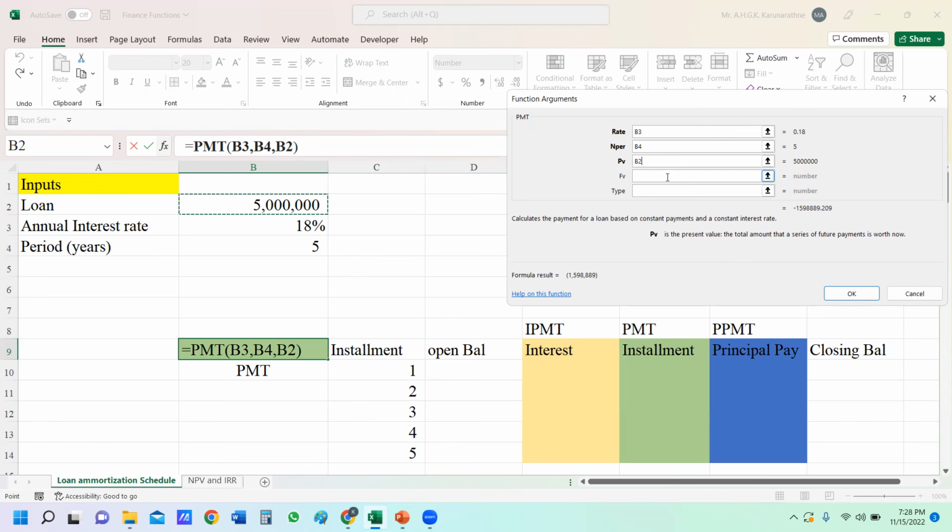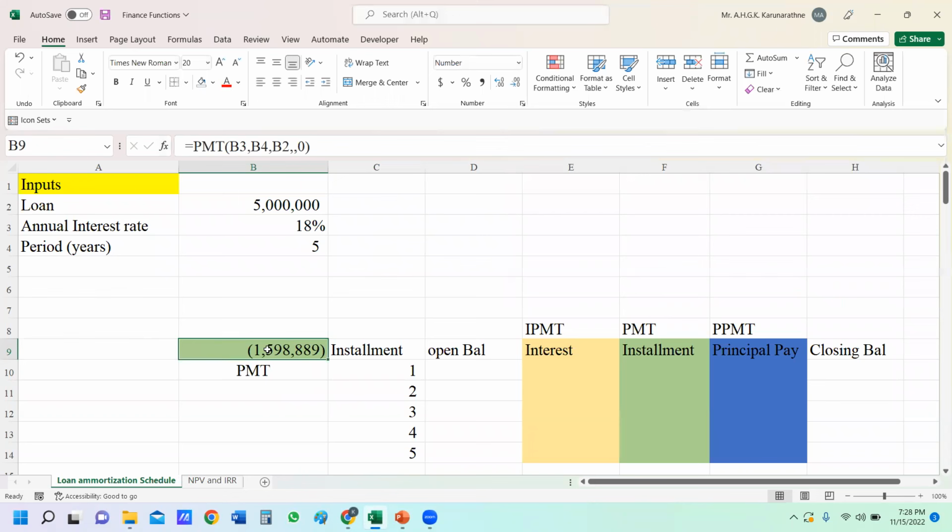Let's say we don't need to create any savings. And type means whether the installments or repayment occurs at the beginning or at the end of the period. Ordinary cash flows are assumed to occur at the end, so you can just leave it zero, blank. No need to put zero. Right, that's it. Then say okay.